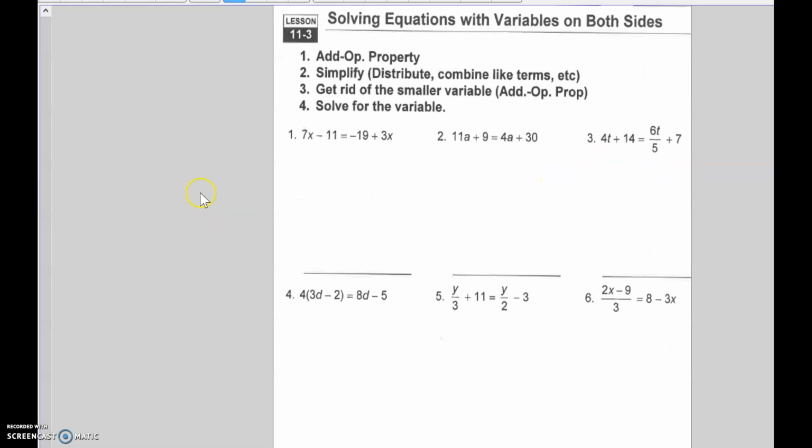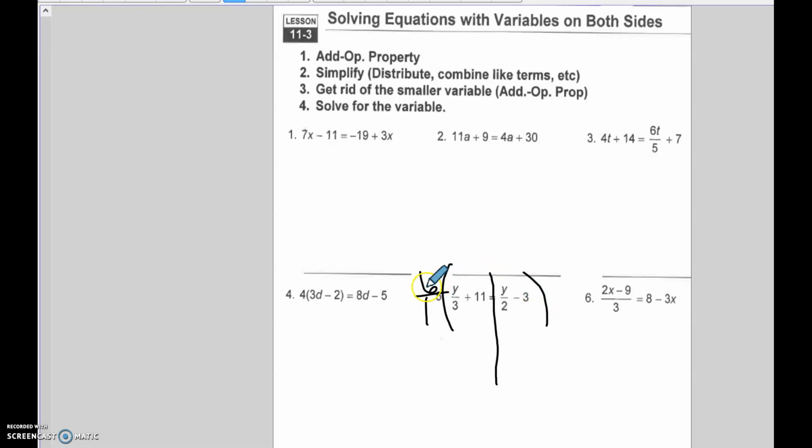All right, next section we did was 11.3, and this is where we have variables on both sides of the equal sign. Let's do 5 and 6. Okay, so I'm looking and this denominator is 3 and this is 2, so I'm going to multiply by the least common multiple. 3 and 2 both fit into 6, so I'm going to multiply this whole shebang by 6 over 1. The whole thing, all 4 terms.